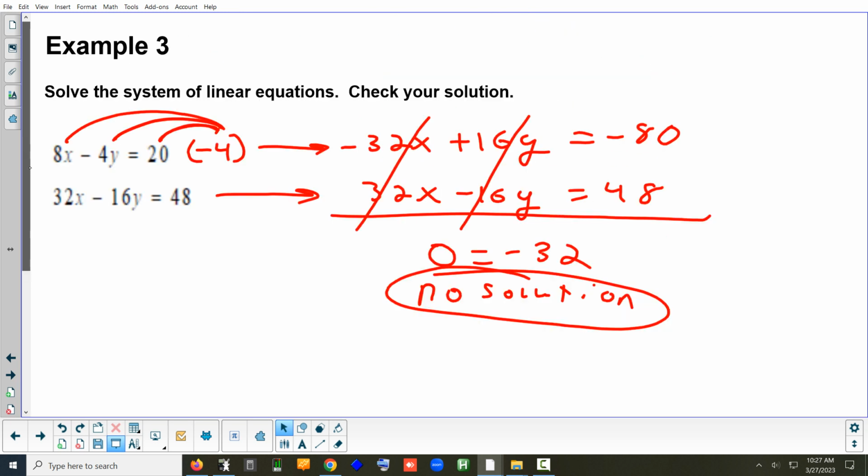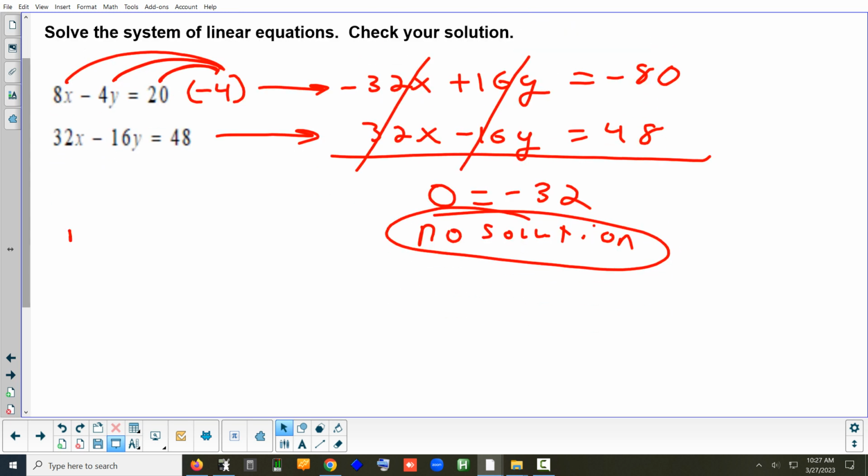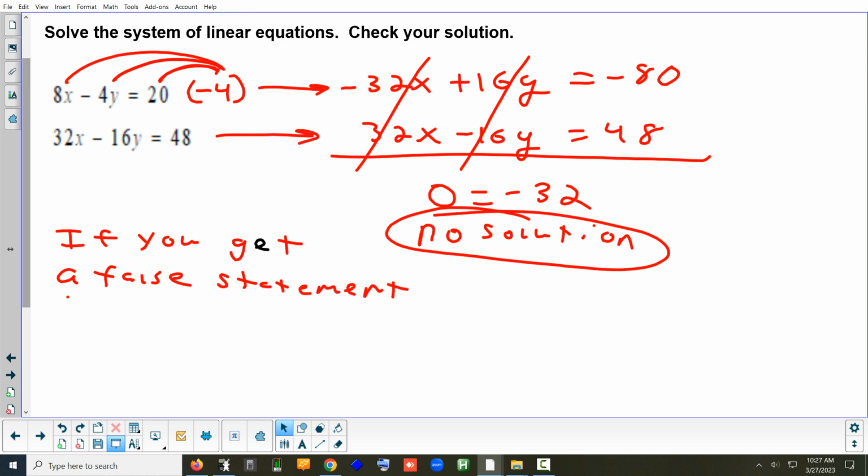And do I write that down? Okay, let me write down what just happened there. So if you get, just like Aiden said, an incorrect statement, or a statement that's not true, so if you get a false statement, the answer is no solution.